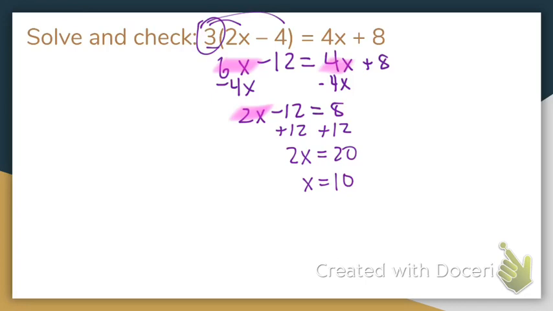So I get 2x equals 20. Divide both sides by 2. I get x equals 10. Now, notice this question says solve and check. So I have to check my answer.